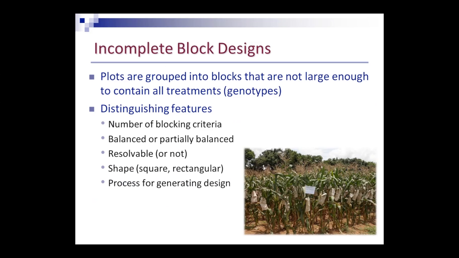So incomplete block designs in general imply that plots are grouped into blocks that are not large enough to contain all the treatments. So there are some features that we use to distinguish the various types of designs: the number of blocking criteria, whether it's a one-way or two-way type of blocking, whether the design is balanced or partially balanced, whether or not it's resolvable, the shape of the design, and the process that's used for generating the design. And I'm going to be talking briefly about each one of these aspects.